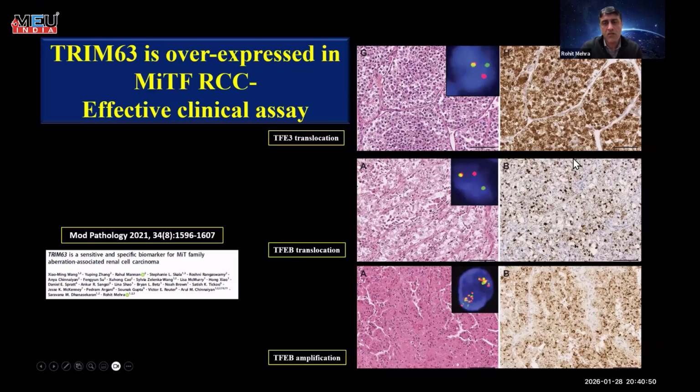This is the power and magic of RNA in situ hybridization technology, that we are able to visualize the gene product directly under the microscope.